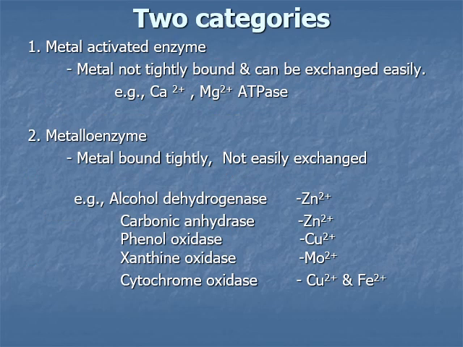Two categories of enzymes are there. Number 1 is metal-activated enzymes, in which the metal is not tightly bound and can be exchanged easily. For example, calcium, magnesium ATPase. Number 2 is metalloenzymes, in which the metal is bound tightly and not easily exchanged. For example, alcohol dehydrogenase containing zinc, carbonic anhydrase containing zinc, phenol oxidase containing copper, xanthine oxidase containing molybdenum, and cytochrome oxidase containing copper and iron.